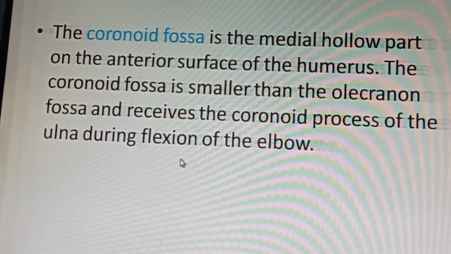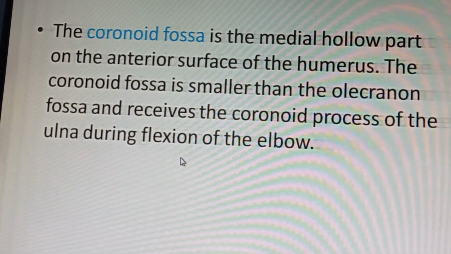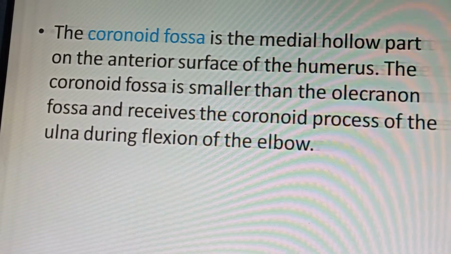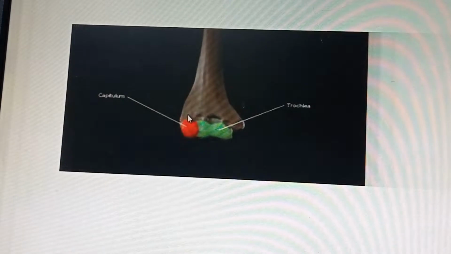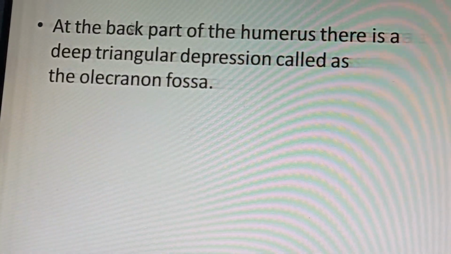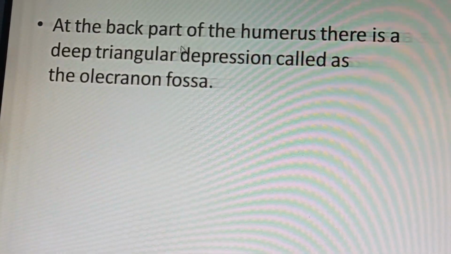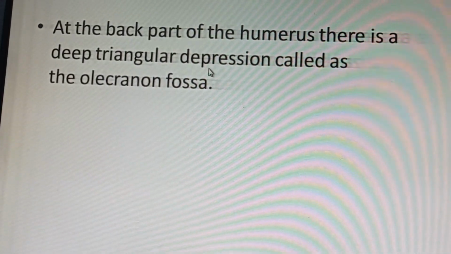during flexion of the elbow. This coronoid process is fixed in the coronoid fossa during flexion of the elbow. The olecranon fossa, as you know, is larger than the coronoid fossa. It is at the back of the humerus, a triangular depression.